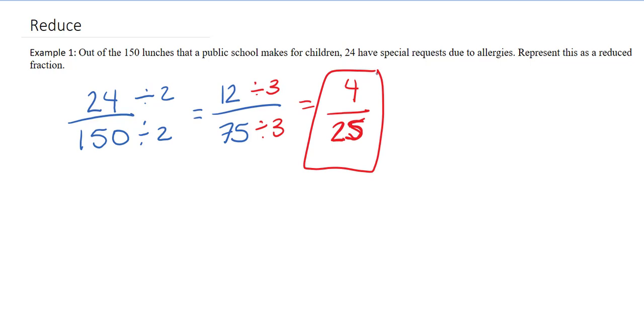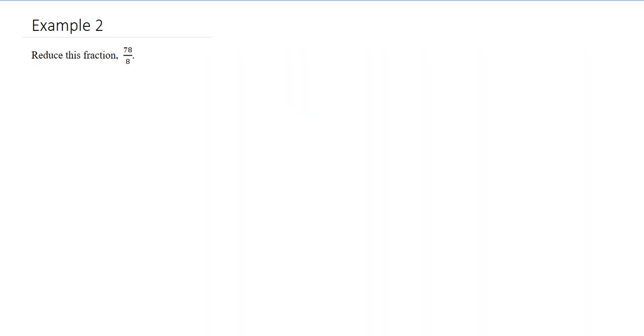Now let's look at another example. Example 2. Reduce this fraction, 78 over 8. So right off the bat, we can see that this is a larger number on the top over a smaller number, this is just called an improper fraction. So rather than a whole number with a fraction, which we call a mixed number, we have an improper fraction. So let's go ahead and reduce this improper fraction.